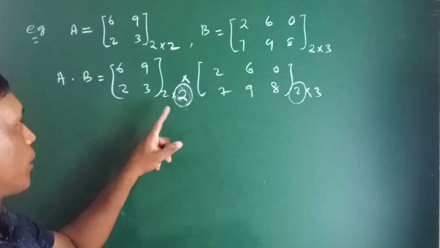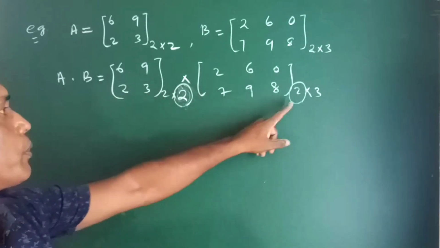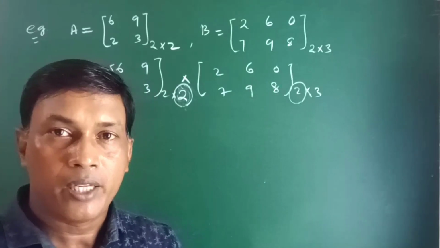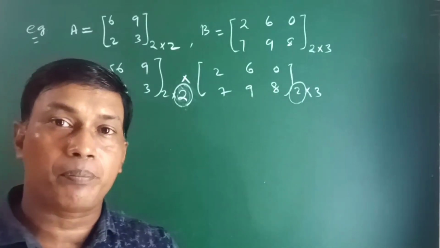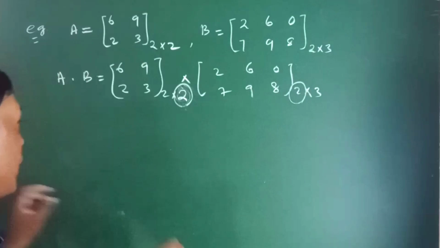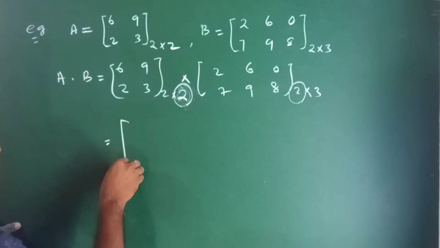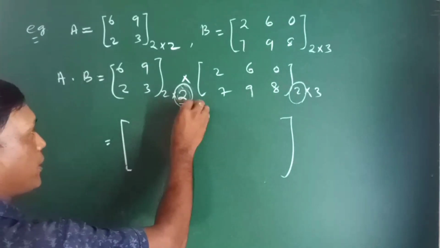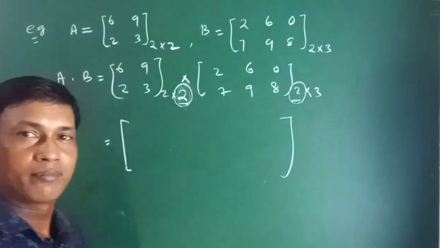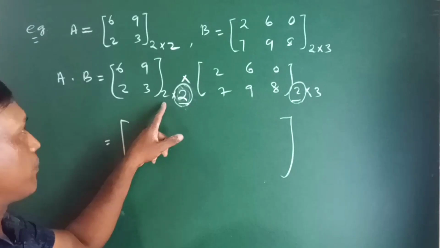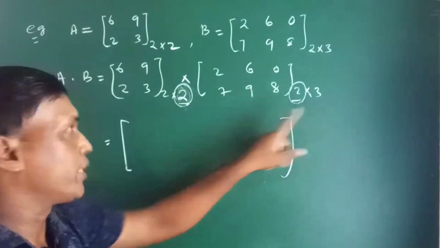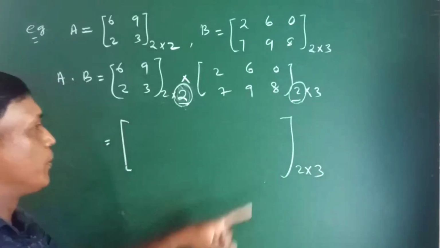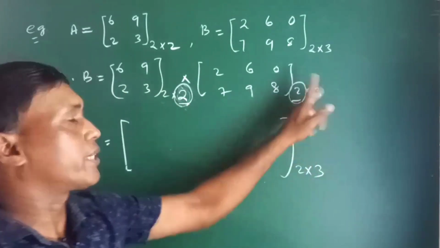So now number of columns in the first matrix is equal to number of rows in the second matrix. So product is possible. So how can you multiply? The first thing is, what is the order of a product matrix? Now look at here, dear students, what is the order of a product matrix? The order of a product matrix is, now this column, this row cancelled. What remains? Rows in first matrix, columns in second matrix. So the order of product matrix is 2 cross 3. Row from first matrix, column from second matrix.